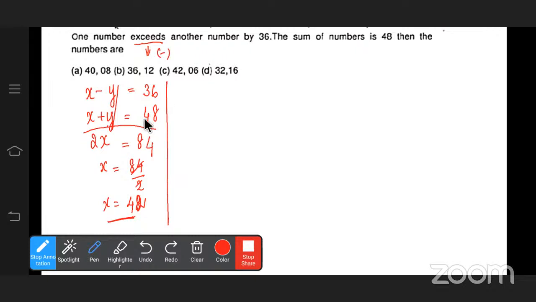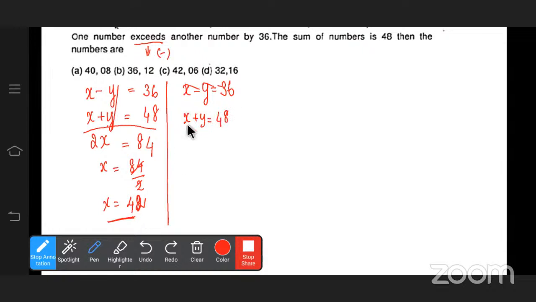So listen, I know the first equation is x minus y equal to 36, right? Yes, ma'am. So either I can use this equation or this equation. Which one do you need to use? This or this, x minus y? Second one, ma'am. Second one. Okay, I'm going to use the second one, x plus y equal to 48.